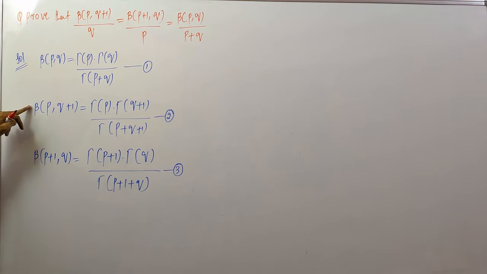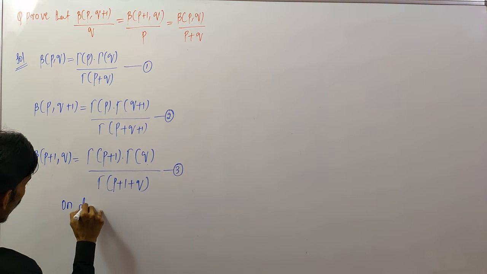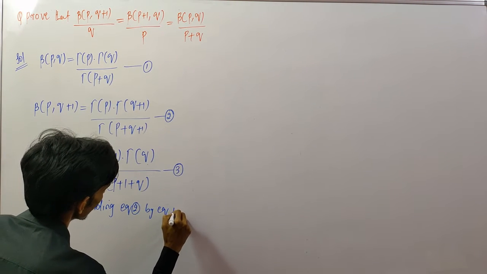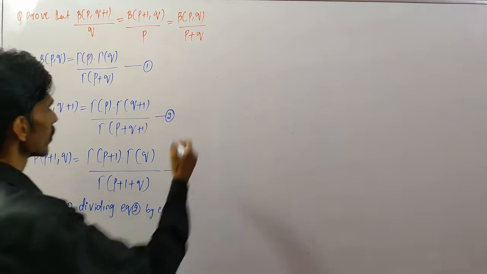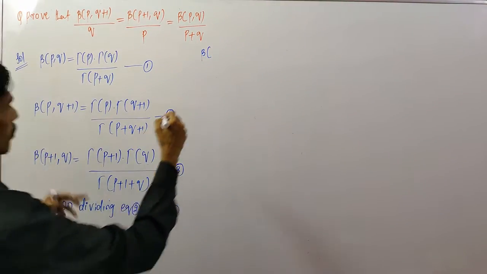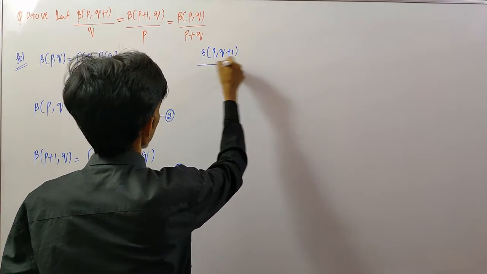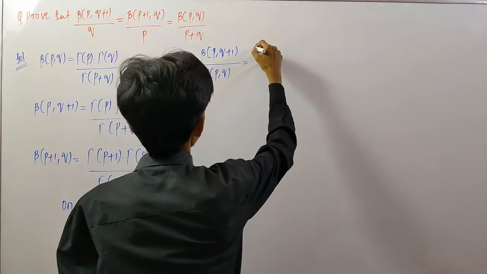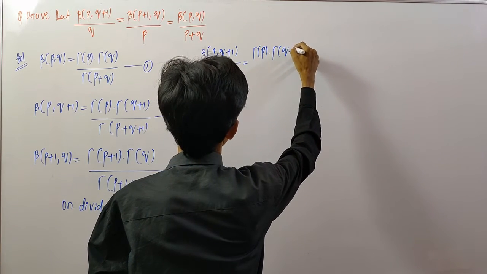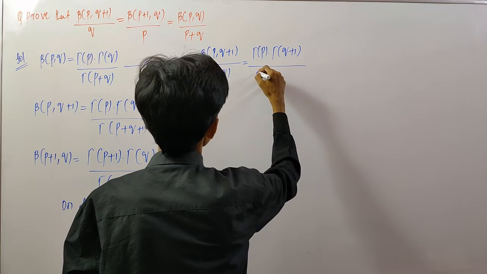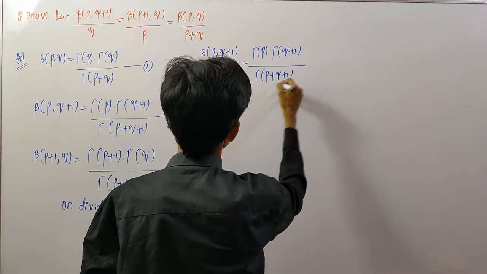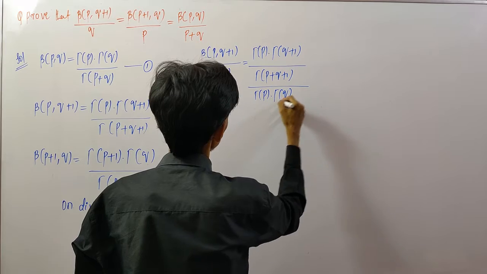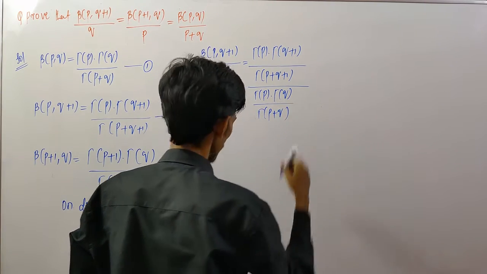Let us divide these two equations. On dividing equation 2 by equation 1, we have beta of p comma q plus 1 divided by beta of p comma q is equal to, we have this gamma of p into gamma of q plus 1 divided by gamma of p plus q plus 1, upon beta of p comma q, that is gamma p gamma q divided by gamma p plus q.